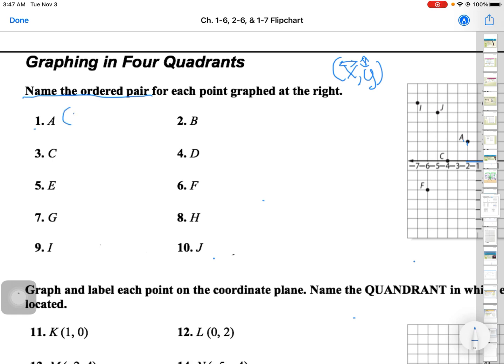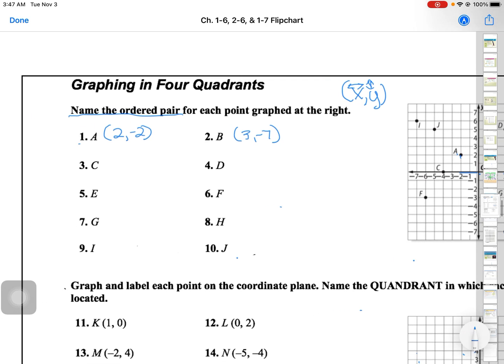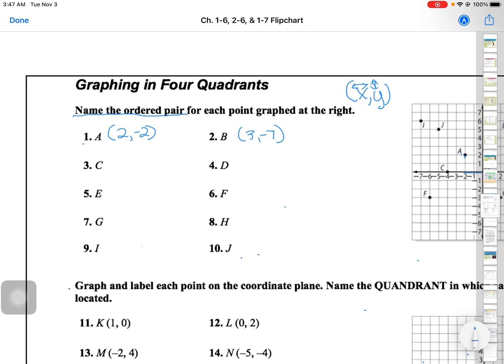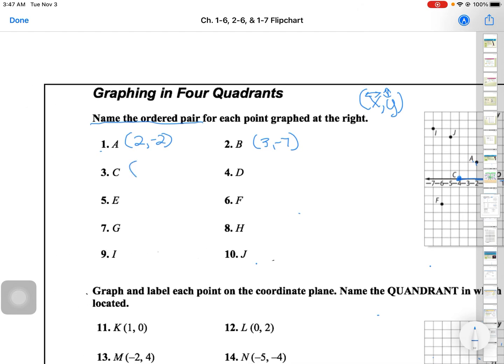Don't forget to put in your parentheses. A is (-2, 2). For B, I come over 3, down -7: (3, -7). Yep. For C, if you went over -4 but didn't have to go up at all, you were at (-4, 0).